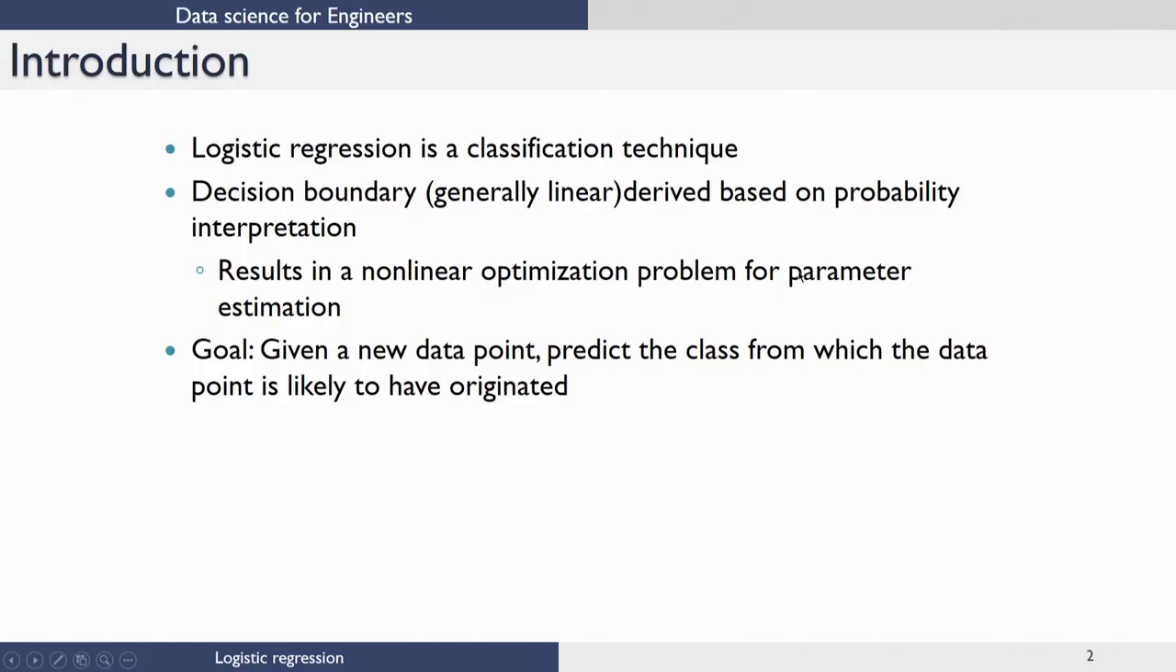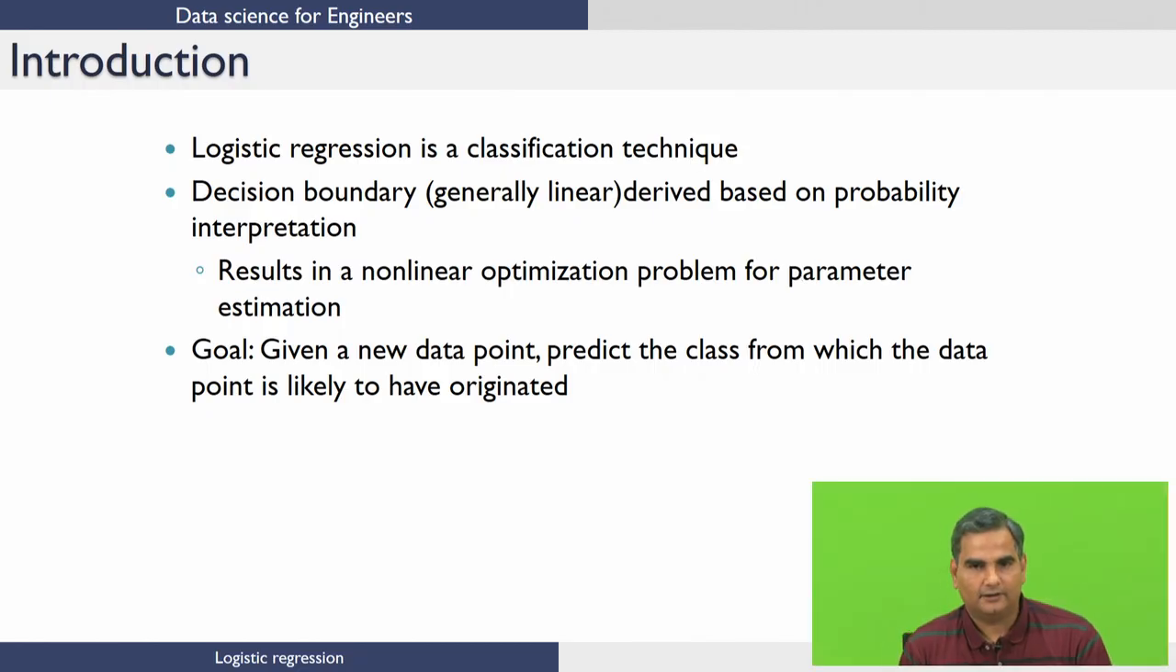In this lecture, I will describe a technique called logistic regression. Logistic regression is a classification technique which basically develops linear boundary regions based on certain probability interpretations. While in general we develop linear decision boundaries, this technique can also be extended to develop nonlinear boundaries using what is called polynomial logistic regression.